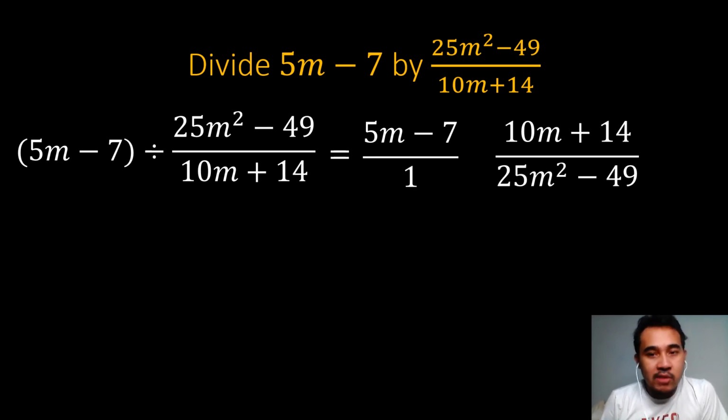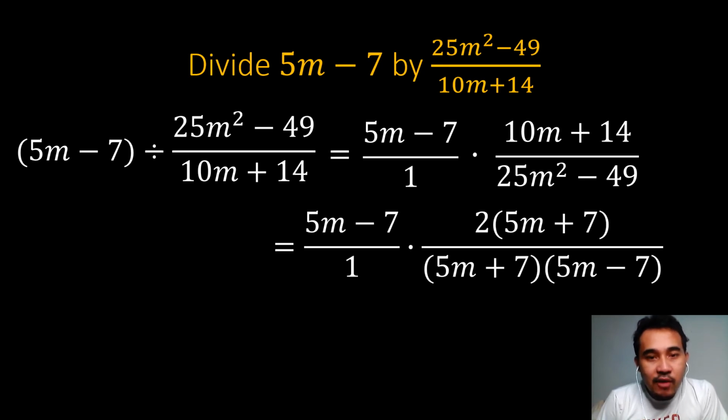And then we proceed to multiplication. Now, the concept of factoring will happen. So we have 5m minus 7 over 1. And then the greatest common factor of 10m plus 14 is 2, so you have 2 times 5m plus 7. And then difference of two squares: you have 5m plus 7 times 5m minus 7. Now, we can cancel common factors such as 5m minus 7, and then we have another one, 5m plus 7. So the final answer will lead you to 2.